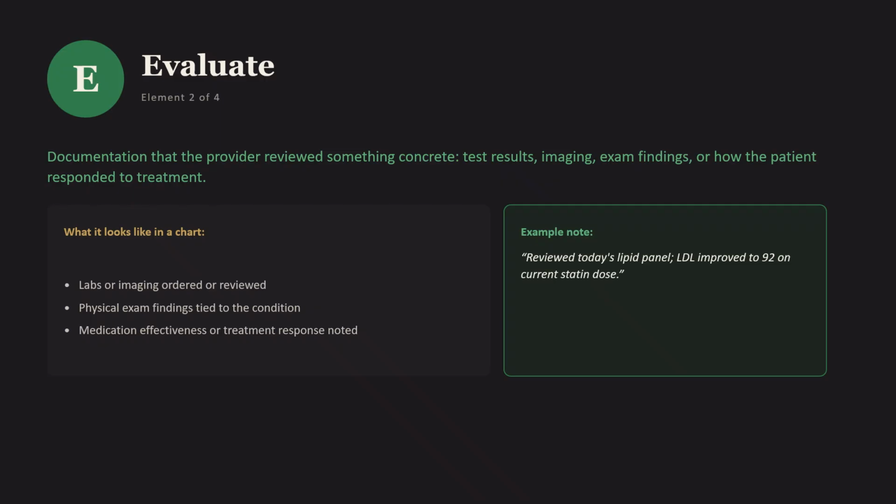So a strong example of this would be: reviewed today's lipid panel. LDL improved to 92 on current statin dose. That single sentence shows that the provider engaged with a specific data point and connected it to the patient's treatment.